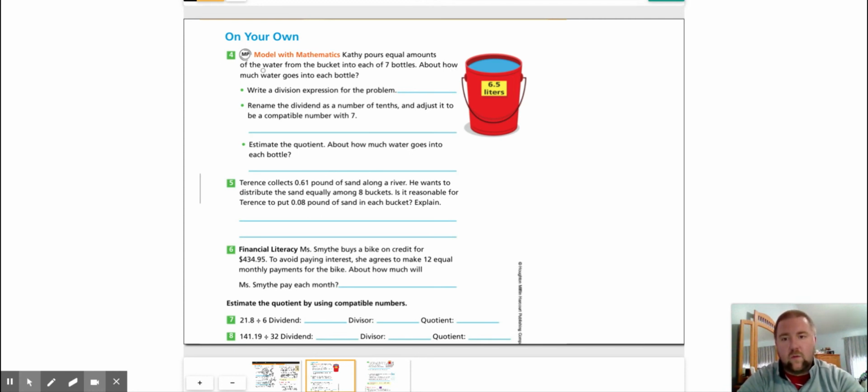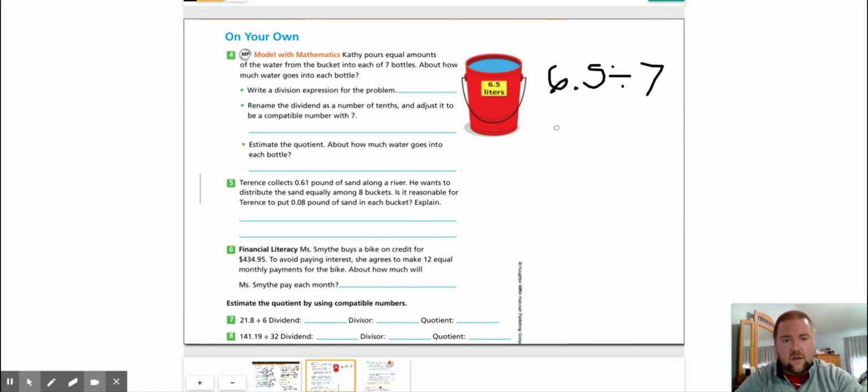Kathy pours equal amounts of water from the bucket into each of 7 bottles. So we have 6 and 5/10 liters, and we're dividing that by 7 bottles. So this is the type of problem where we want to look at the dividend like there's no decimal there and say, what is close to 65 that could be divided by 7? So this is where we need to know our facts for sevens. So we have 65 divided by 7.